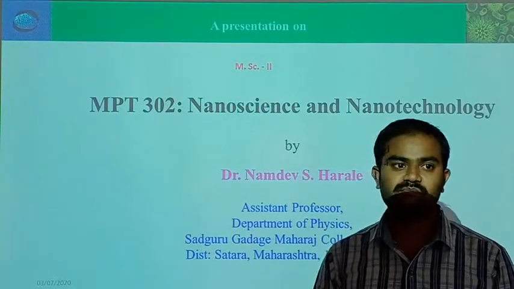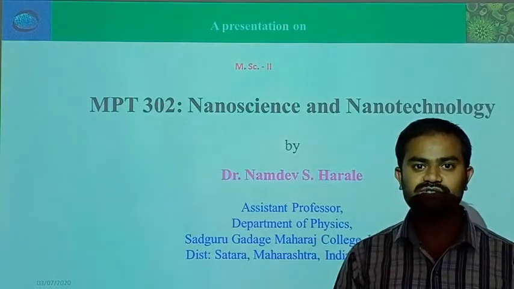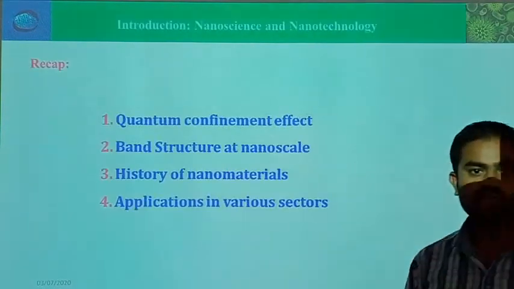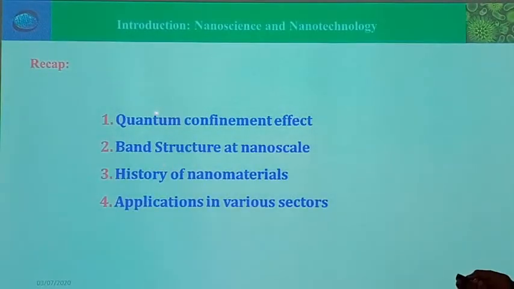We have discussed some basic concepts and basic ideas regarding Nanoscience and Technology in our earlier lecture. Some points we covered in our last lecture: quantum confinement effect, band structure at nanoscale, history of nanomaterials, and applications in various sectors. We have already discussed what happens at the nanometric scale, at the atomic or molecular level. Classical mechanics does not explain all the phenomena at this level. That's why we have to go to the quantum level.